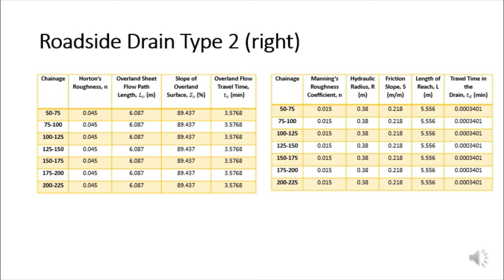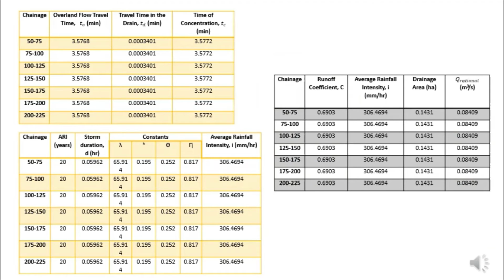Then the next data is the right side of the roadside drain in channel 50 to 225. It also uses the same step calculation as the left side of the roadside drain. We need to find the L0, S0, S, and L in the cross section. Then we calculate the T0 and TD. Next, we use the T0 and TD to calculate the TC, and continue to calculate the average rainfall intensity and the Q rational in our right side of the roadside drain. Lastly, we obtain the value, which is 0.08409.